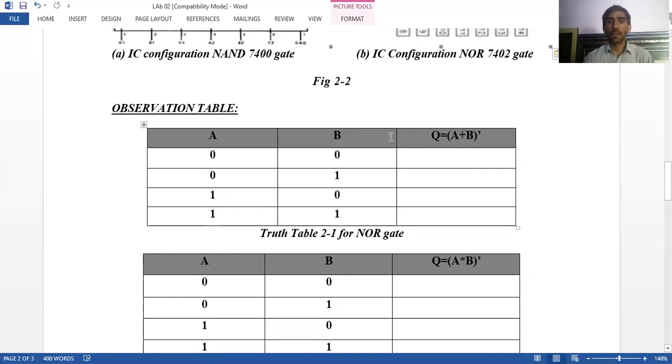This one is the truth table of the NOR gate, and this one is the Boolean expression of the NOR gate. Q equals A plus B, whole bar. So if A plus B, 0 plus 0, just 0, whole bar equals 1. 0 plus 1 is 1, whole bar means 1 bar equals 0. 1 plus 0 is 1, whole bar means 1 bar equals 0. 1 plus 1 equals 1, but whole bar, so that's why 0. So according to this Boolean expression, the truth table is this.